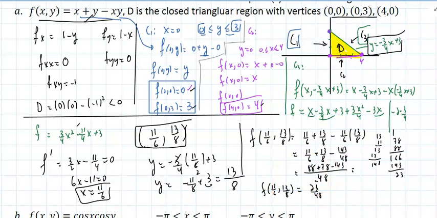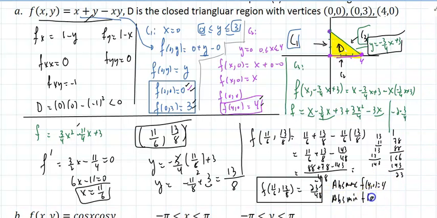So the 4 values, really 3 values that I need. I have z equals 0, z equals 3, z equals 4, and 23 over 48 is a number between 0 and 1. So I say the absolute maximum is f of 0, 4, which is 4. And the absolute minimum is f of 0, 0, which is 0.